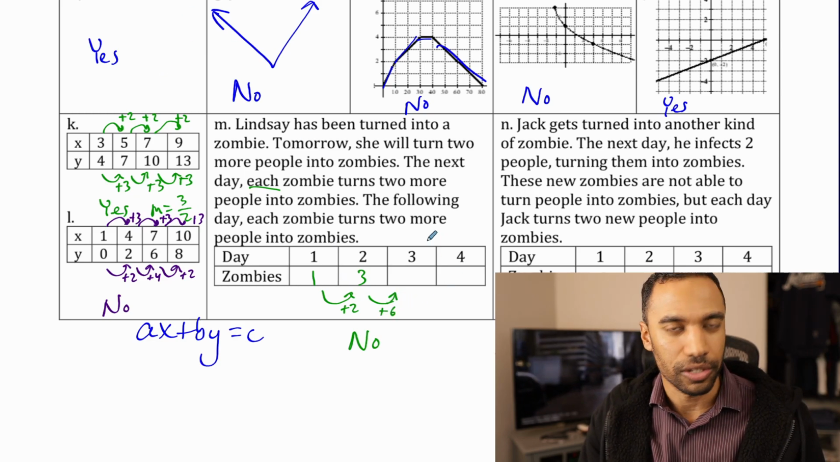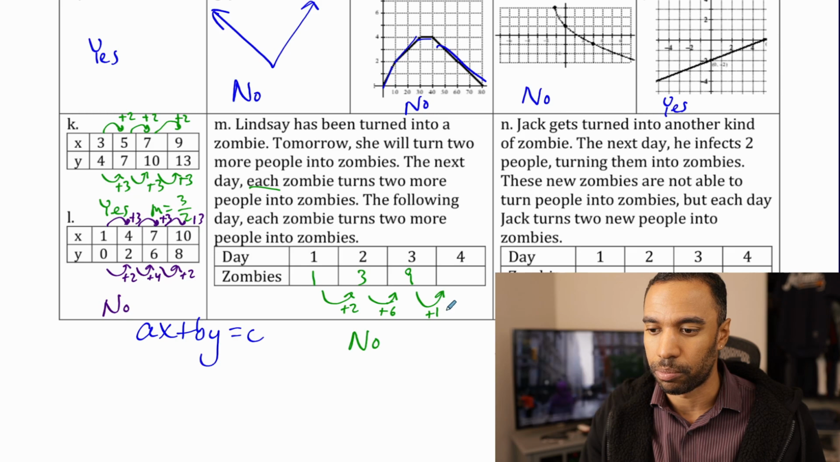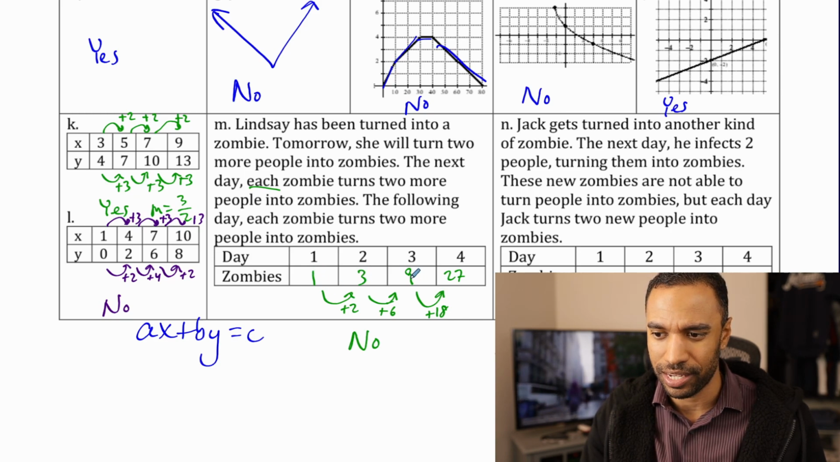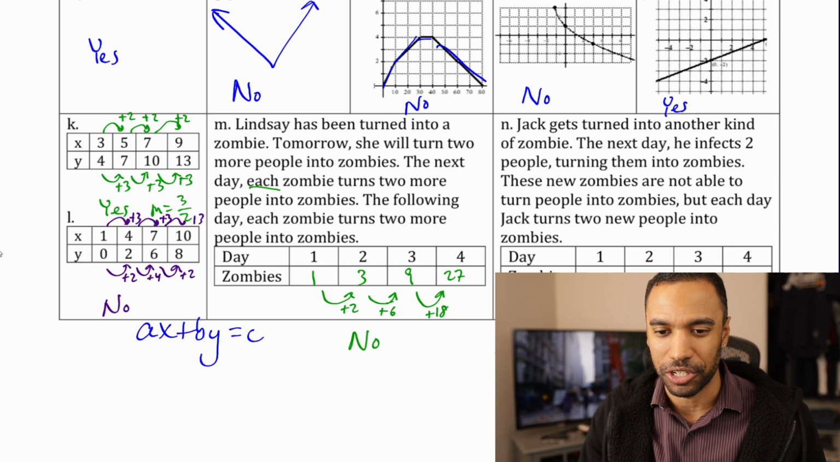3 people turned 2 into zombies. That's plus 6. Still a no. My point remains. That's 9. And now there are 9 people, which each turned 2 more people into zombies. So plus 18, which is 27. It looks like instead we're tripling our value. 1 times 3 times 3 times 3. So non-linear. No, instead it's exponential.